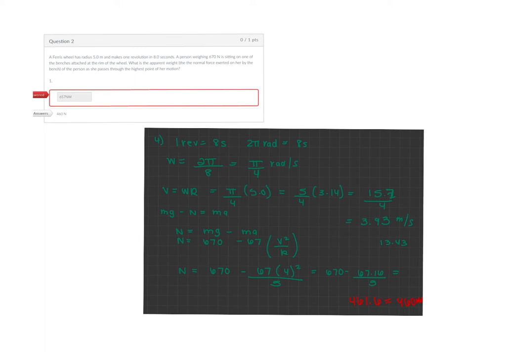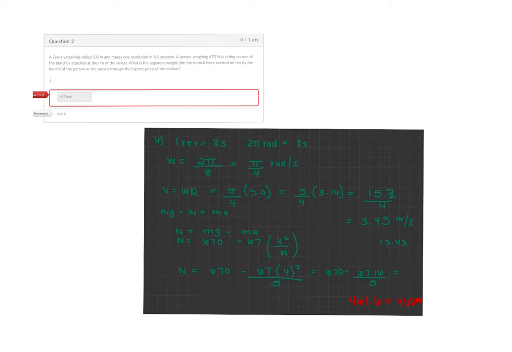Now, if we want to find what the weight of that person is, it's going to be that normal force exerted. So it's going to be mg minus that normal force equals ma. Now we simplify and put N to one side, and we have mg minus ma equals N. So we know that mg is 670.